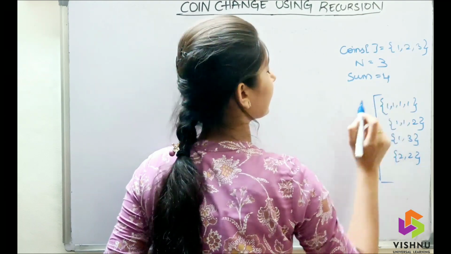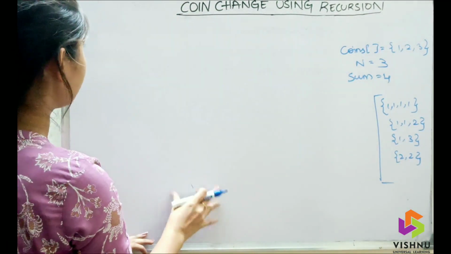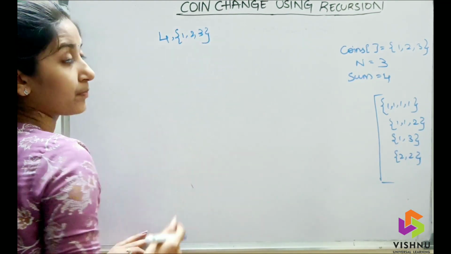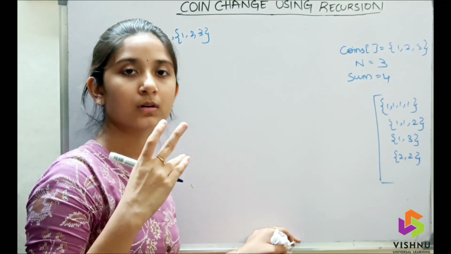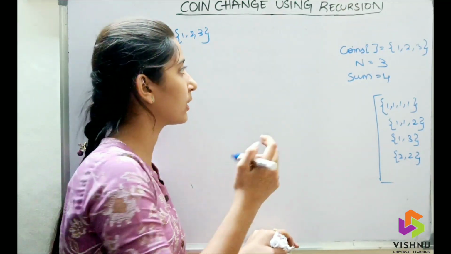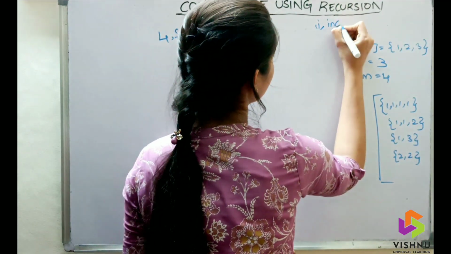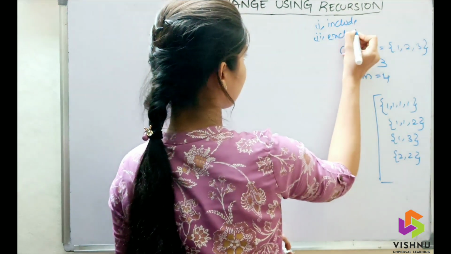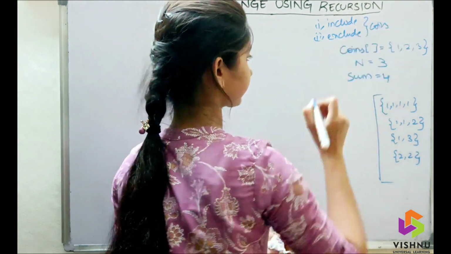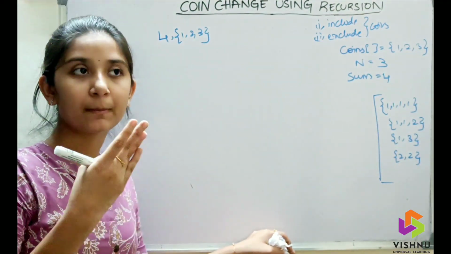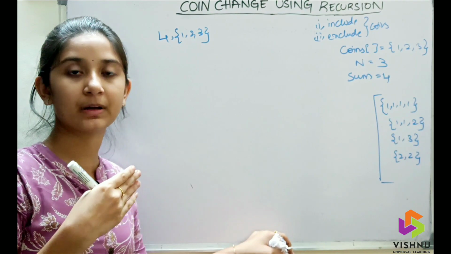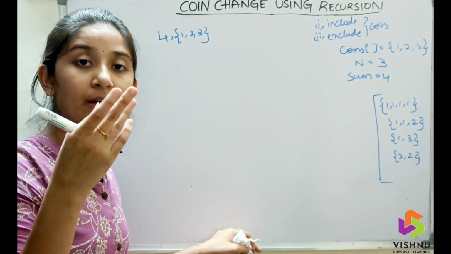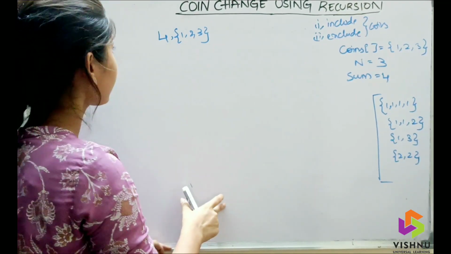Let us understand this better by using a recursion tree. Our sum is 4 and the 3 coins are 1, 2 and 3. In recursion, we have 2 options, that is either to include or exclude a coin. When we include a particular coin, the required sum in the next step becomes sum minus the value of that coin, because that coin is already a part of that sum. Let me explain.